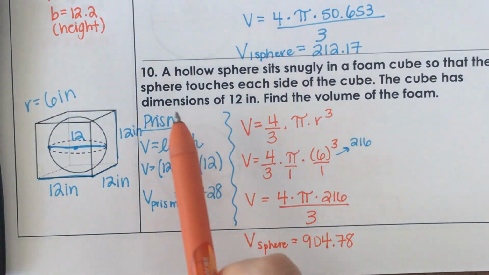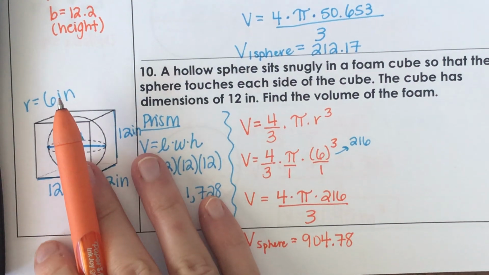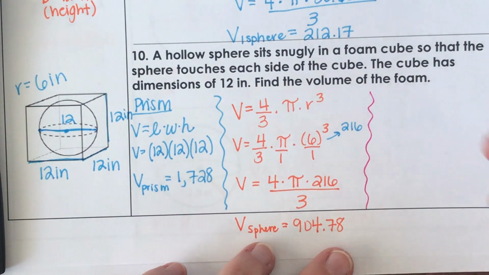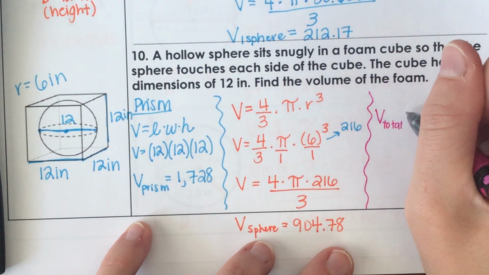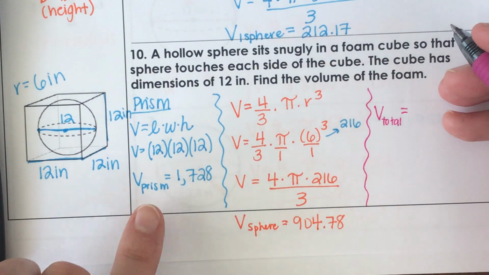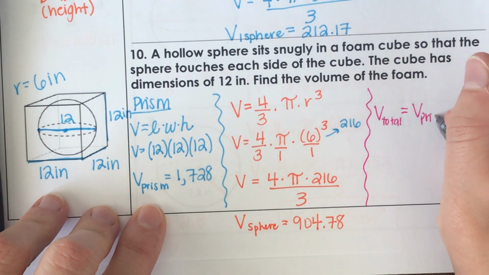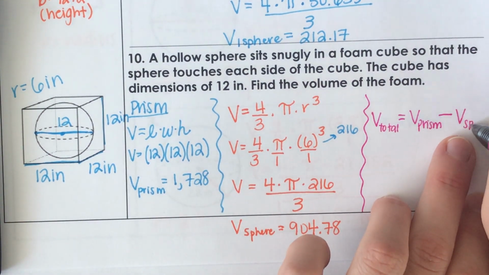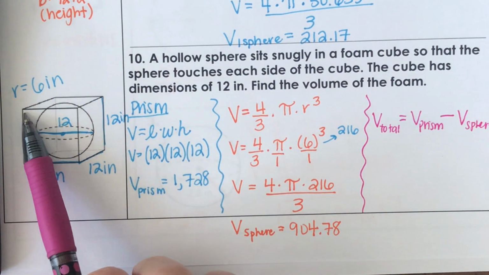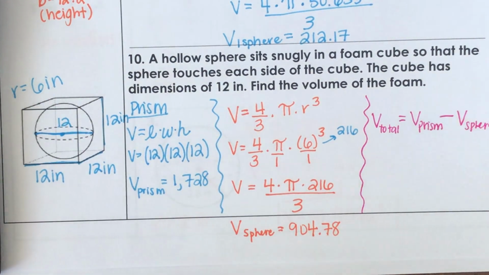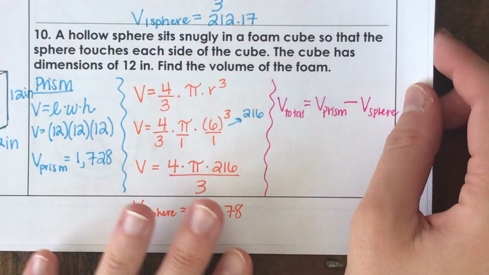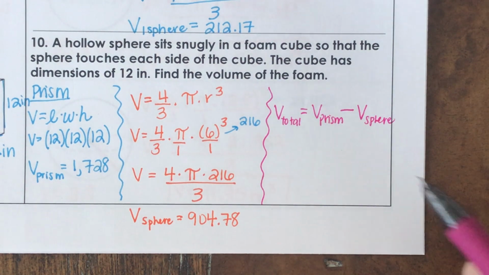Okay, so the sphere is hollow. So now here's what I'm going to do. To find the total volume, I have to take the prism volume and subtract the sphere. And I'm doing that because the prism itself is solid, but the sphere is hollow, so I'm taking it out. Anytime it says hollow, that means you're taking it out, right? It's not there anymore.